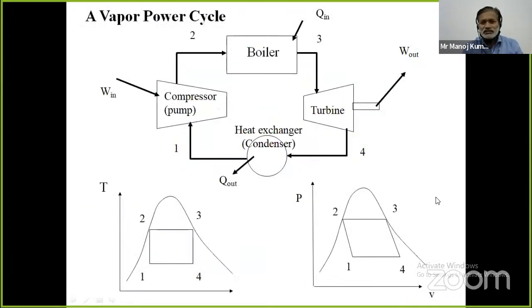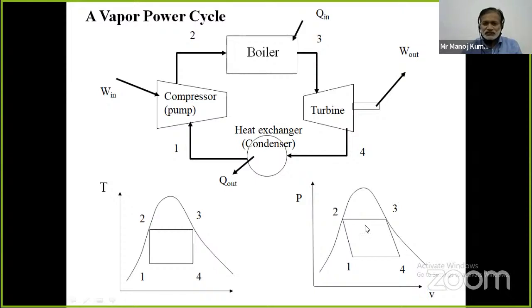So the Rankine cycle is an ideal vapor power cycle, but let us consider how it is developed. Let us consider the Carnot vapor cycle. Since the Carnot vapor cycle is the benchmark cycle, let us discuss what the problems in the Carnot cycle are, and why we are going for the Rankine cycle. Let us consider a simple Carnot cycle having four components: boiler, turbine, condenser, and compressor.